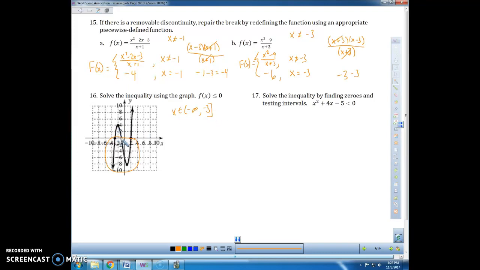Then it's above 0 for this portion, and then it goes back to below 0 from negative 1, which is this point, until we're still below 0, until x is 2. And every x after that, we're above 0, and so that's where we stop.